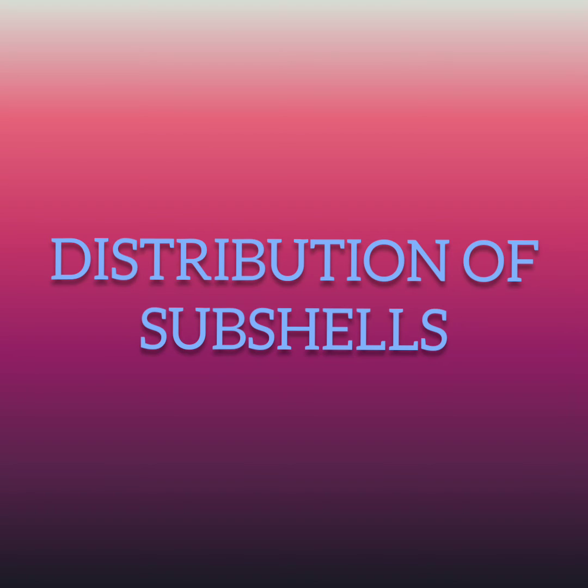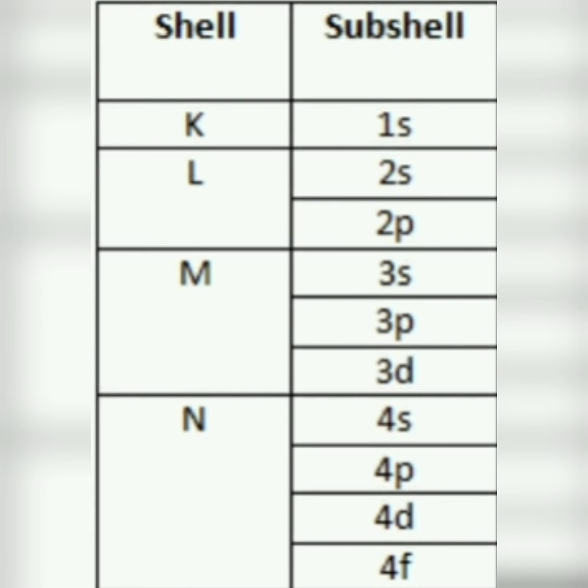Now let's see the distribution of subshells in each shell. The K shell has one S subshell in it. The L shell has one S and P subshells in it. The M shell possesses one S, P and D subshells, and the N shell has one S, P, D and F subshells in it.